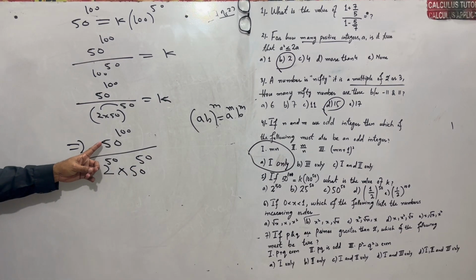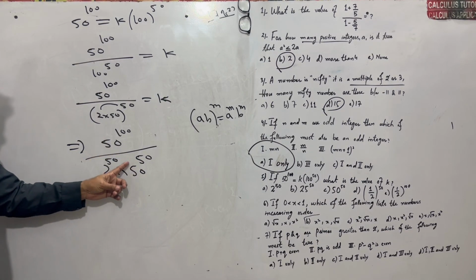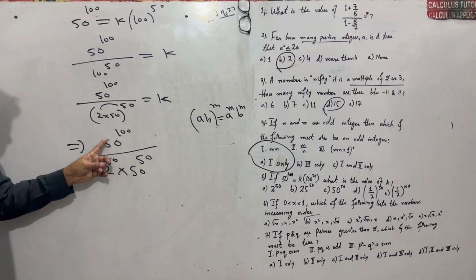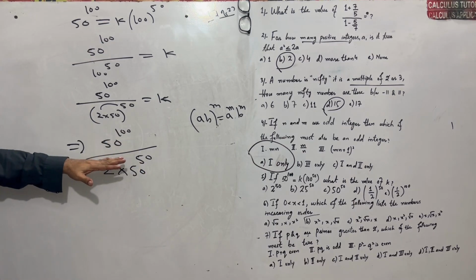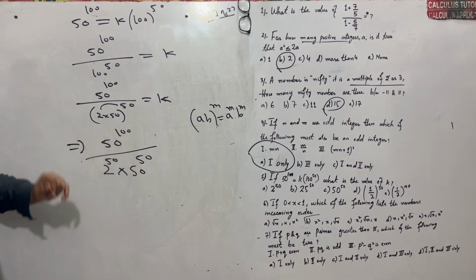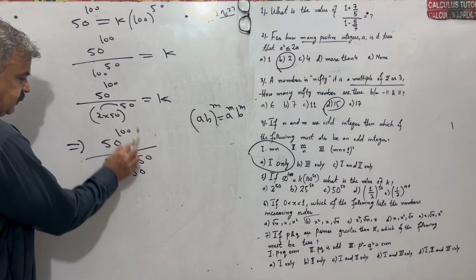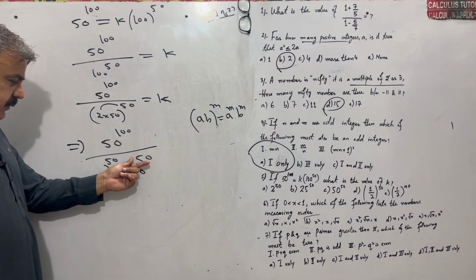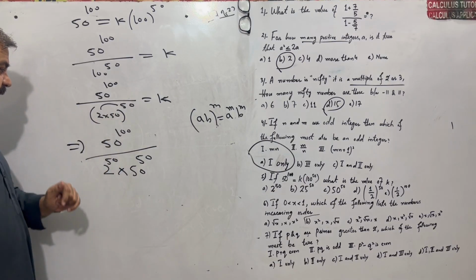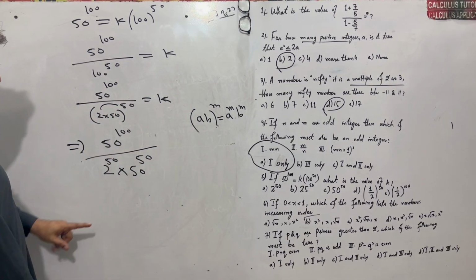Now look at this. They are in division, both have the same base 50. So I can subtract the lower power from the upper. Now 50 raised to 50 is a smaller power in comparison to 50 raised to 100.